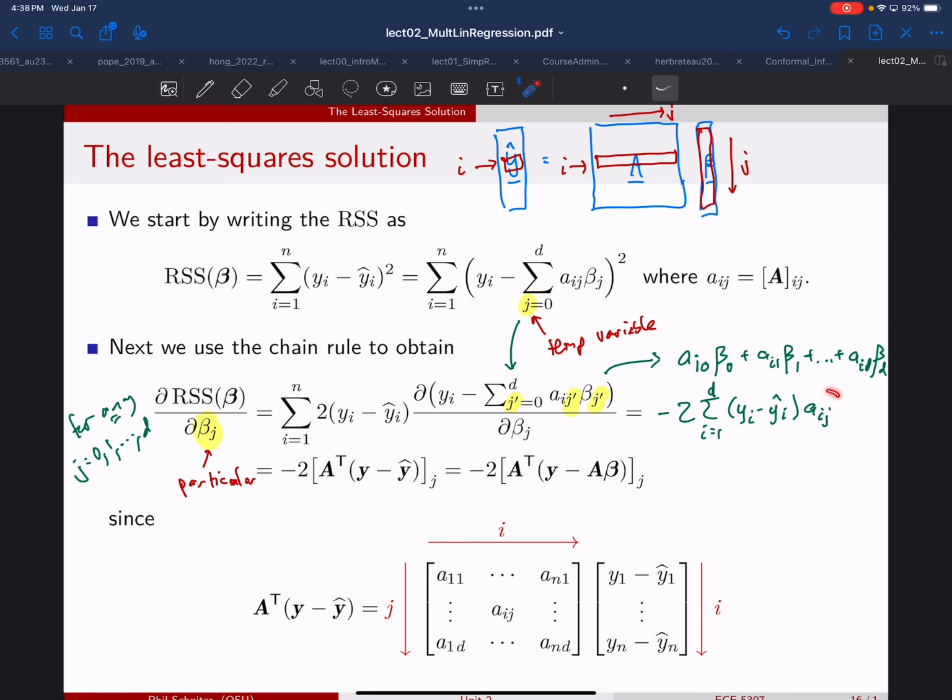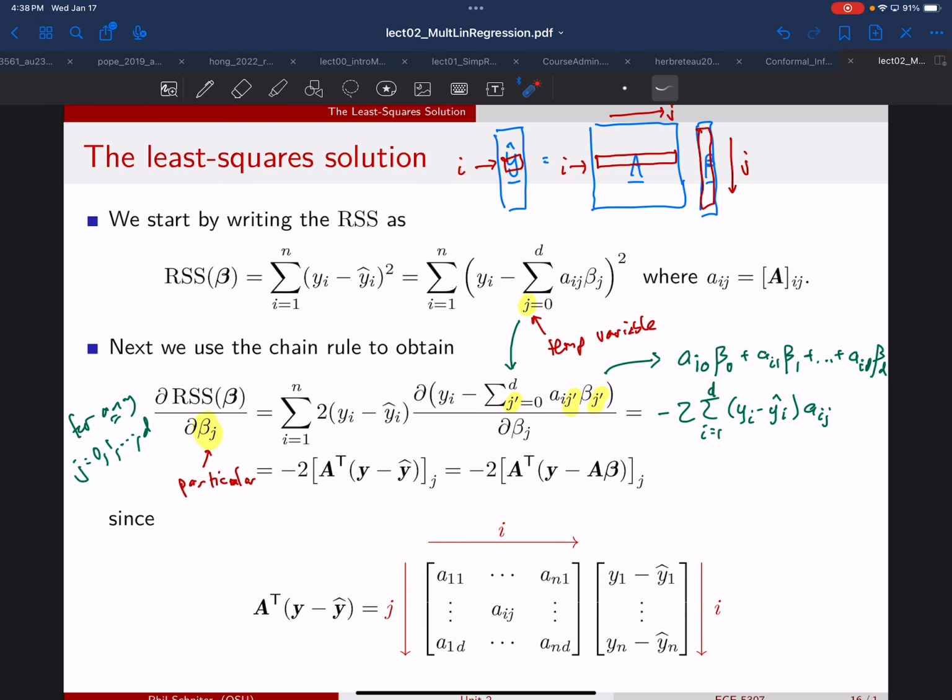We know that these A_ij, this is in particular the ith row and jth column of our big A matrix. And we know that y_i is the ith element of our y vector. Y hat i is the ith element of our y hat vector. And so we can basically rewrite this in terms of those quantities. So here's a visualization on the bottom of how we can do this.